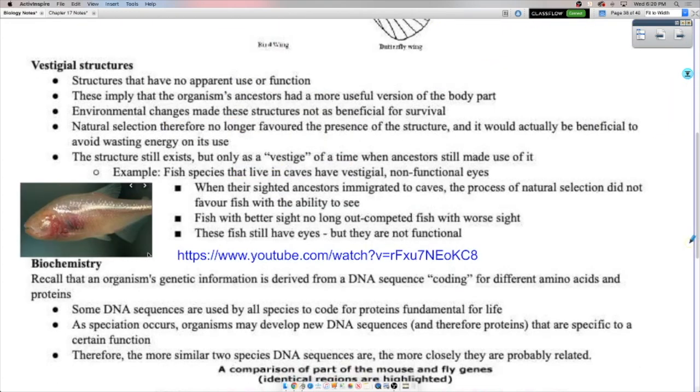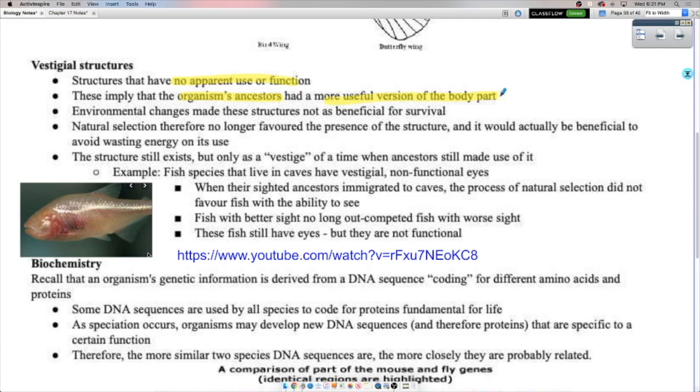The next one, these are really cool, vestigial structures, okay? A vestige means like a relic of the past. So it's almost like a ghost from your past. It's something that's there and just kind of serves to remind us of what used to be, okay? So they are structures that have no apparent use or function. But you got to remember, why would we have them if they have no apparent use or function? Well, they imply that the organism's ancestors had a more useful version of that body part.